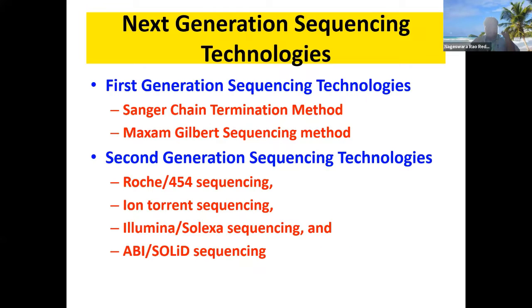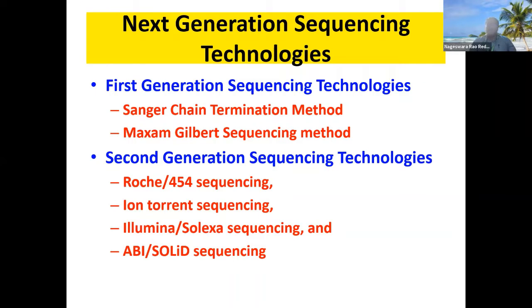So after the genome sequencing strategies, what we learned is the next generation sequencing technologies, which are supporting these genome sequencing strategies. Okay, and we have seen that these next generation sequencing technologies are of 5 generations. We have learned how first generation sequencing technologies like Sanger's chain termination method and the Maxam-Gilbert sequencing method have helped us in generating sequencing data.